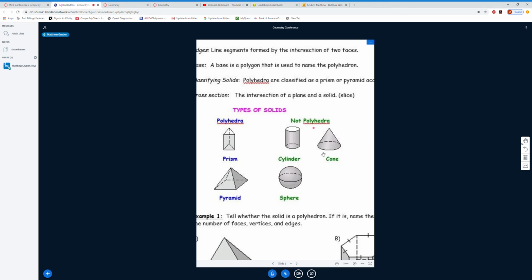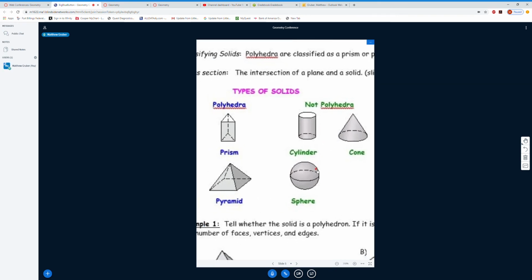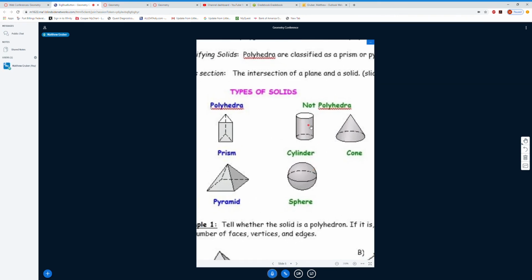All these on the right are not polyhedrons because they all have curves. A cylinder, you can think of like a soup can. That has curved sides. That's not a polyhedron. A cone, you can think of an ice cream cone. That has curved sides, right? And then a sphere, you can think of a ball. That is not a polyhedron because it's curved.